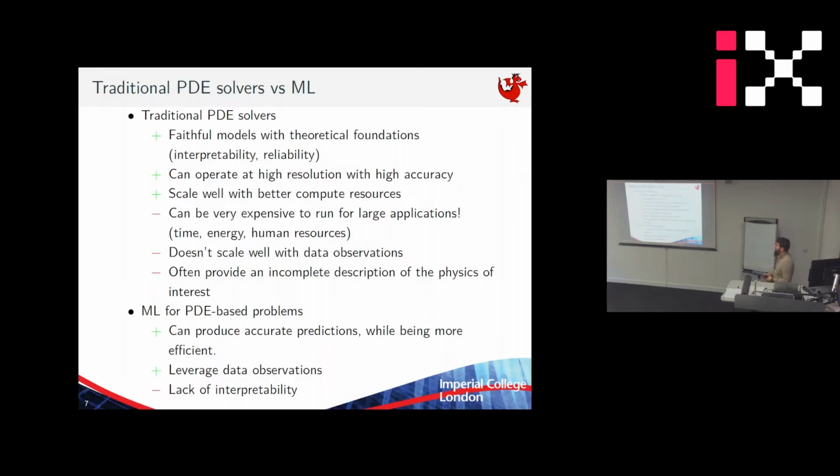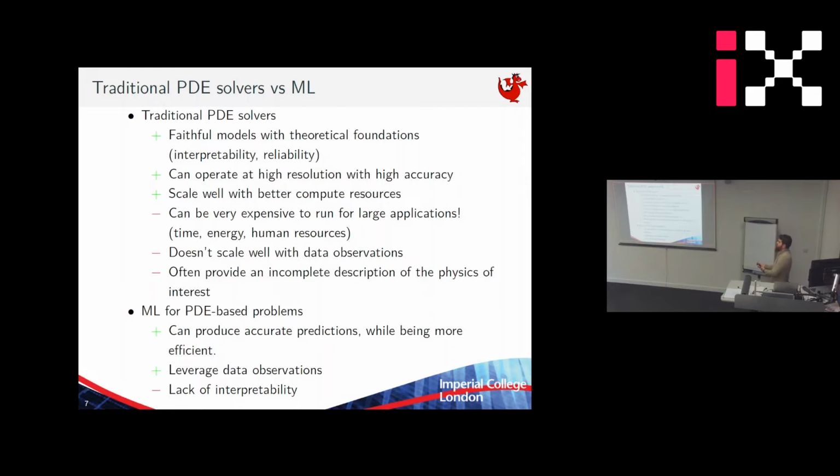So a very good example is weather forecasting. Weather forecasting, you have a lot of historical observations, but we know it doesn't scale well with data observations. Where data-driven approaches can scale very well with those data, because they rely purely on data. And another con is they also often provide an incomplete description of the physics of interest.